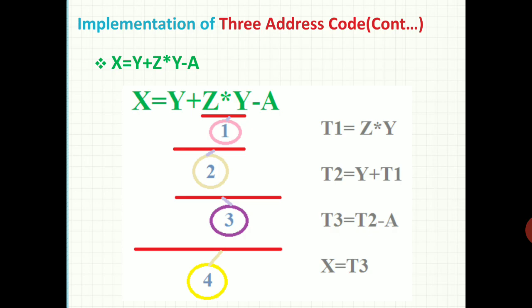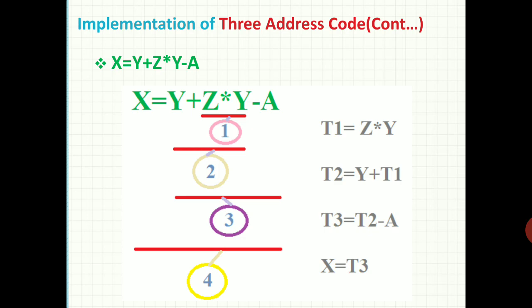temporary register t1. Then we calculate y plus the temporary value generated in the previous step, so y plus t1 is stored in the temporary register t2. Then we perform the subtraction on a, so we get t2 minus a as a result, and it is stored in t3. Finally, there is an assignment statement, where the value of t3 is given to x.